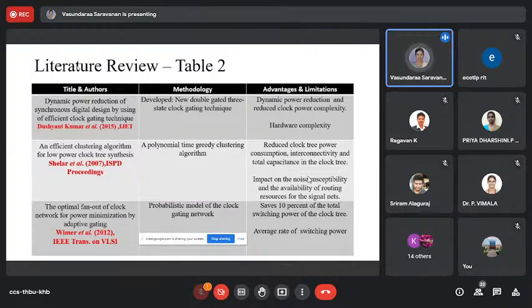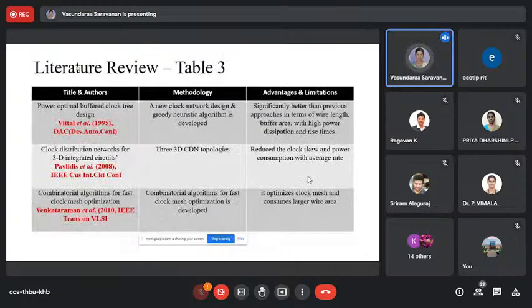Then the next one is the optimal fan-out clock network for power minimization by adaptive gating. Probabilistic model of the clock gating network. It saves 10% of the total switching power of the clock tree. Then the disadvantage is average rate of switching power. Next one is power optimal buffered clock tree design. A new clock network design and greedy heuristic algorithm is developed. Significantly better than previous approaches in terms of wire length, buffer area, with a higher power dissipation and rise times.